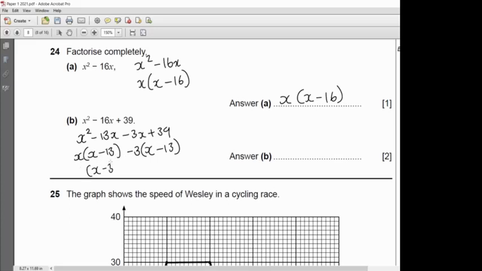This is x minus 3, so this x and that minus 3, and then this bracket here that they have in common, x minus 13. So when it's factorized completely, I have x minus 3 times x minus 13. And of course, it doesn't matter if you have x minus 13 and x minus 3, because these two are multiplying, the order that you write them in does not matter.